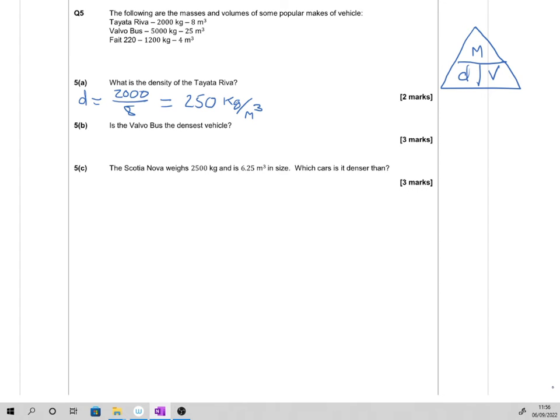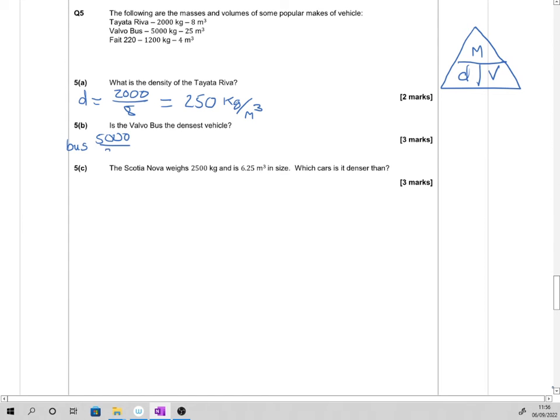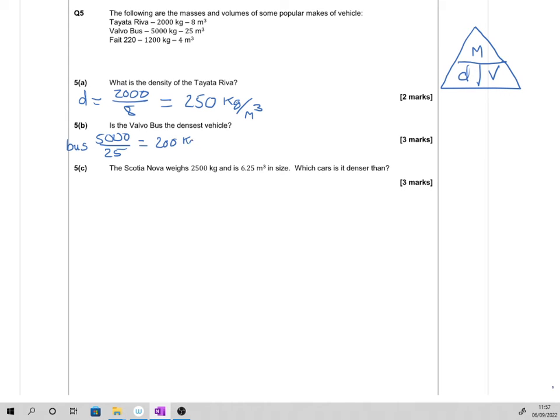Is the Volvo bus the densest vehicle? We don't know because we're going to have to do the other ones. So the bus is 5,000 divided by 25, which is 200 kilograms per meter cubed. No, it's not, because that one is denser.